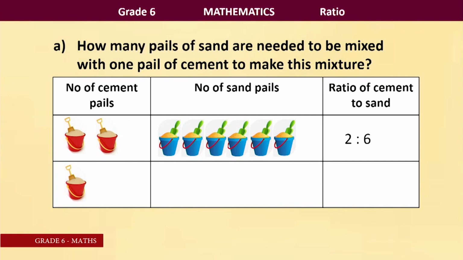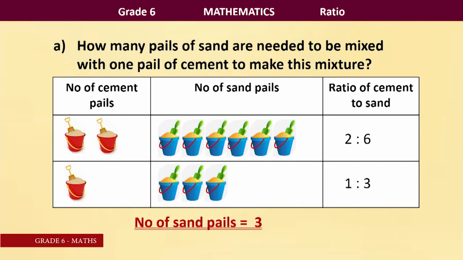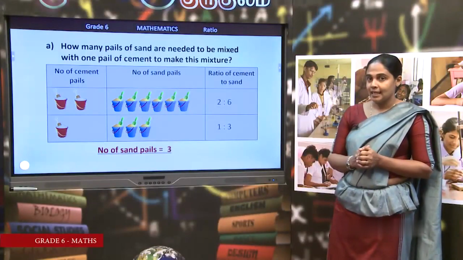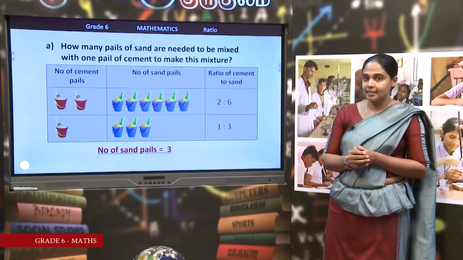Then isn't it this number of pails? It is 3, half of the number of sand pails. It is 6, now it becomes 3. Then ratio is 1 to 3. But they are asking how many pails of sand. Then your answer should be written: number of sand pails is 3. Is it clear? I think all of you can understand it.